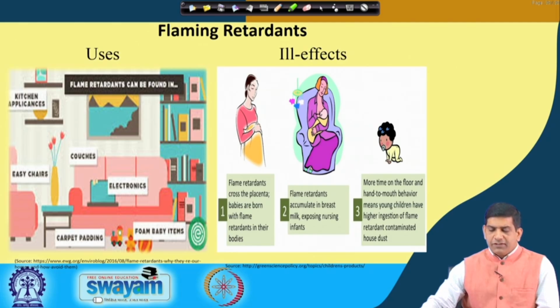So flame retardants, the way they have an ill effect is they cross the placenta, and so they can go from mother to the baby. Babies are born with flame retardants in their bodies. And flame retardants also accumulate in breast milk, exposing nursing infants. Small babies can get it through breastfeeding as well. They may get it through the placenta, but also through breastfeeding.